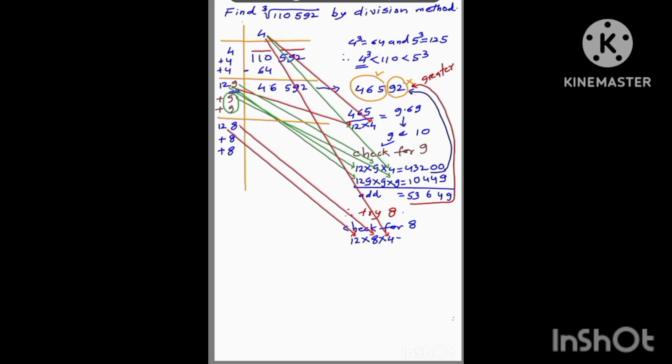So 12 into 8 into 4 is, let us see, 384, and again 2 zeros. As you know, we have to compensate for that 92 which we have not taken. So this 92. Okay, so we are adding 2 zeros. Now, as we have done 129 into 9, similarly 128 into 8 into 8.